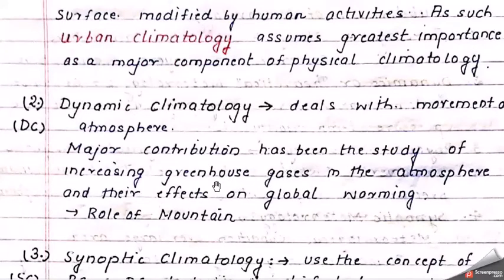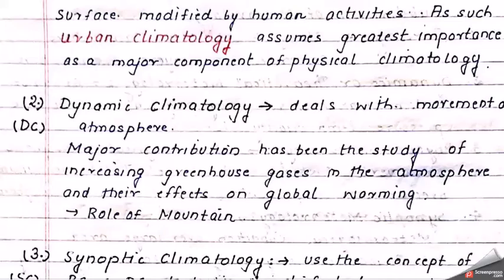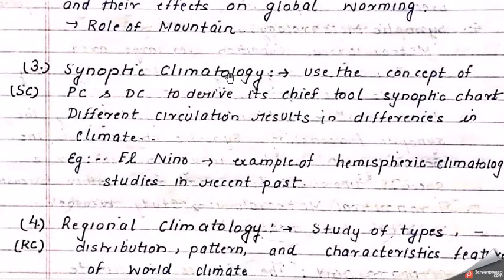Then we have dynamic climatology, which deals with the movements of the atmosphere, the basic movement of the atmosphere. There is a major contribution in the study of increasing greenhouse gases, like how greenhouse gases are distributed by the air in various parts of the world, like the North Pole and South Pole. Then there is the role of mountains, how mountains act as a barrier and hinder the flow of air, which causes rain or snowfall.